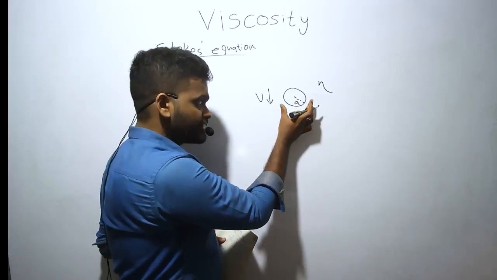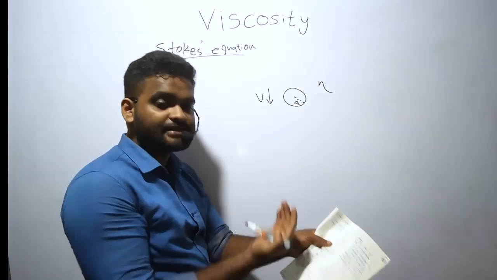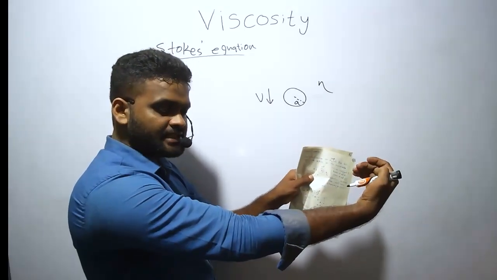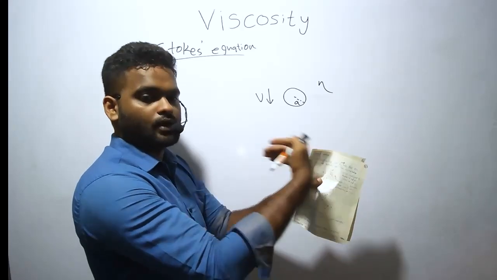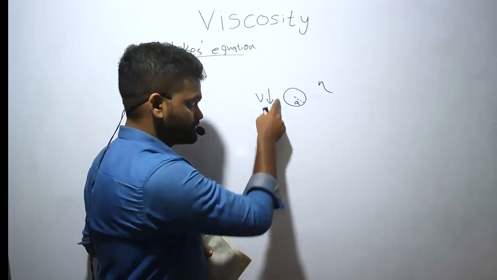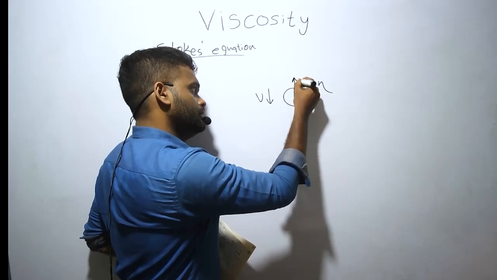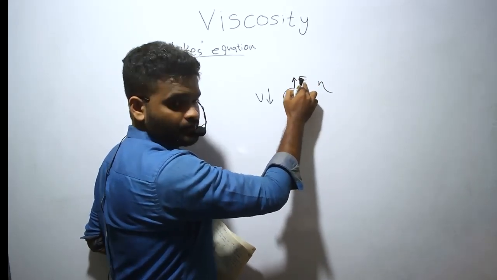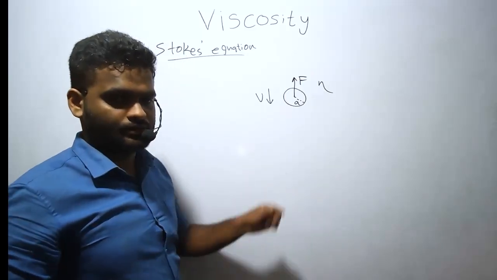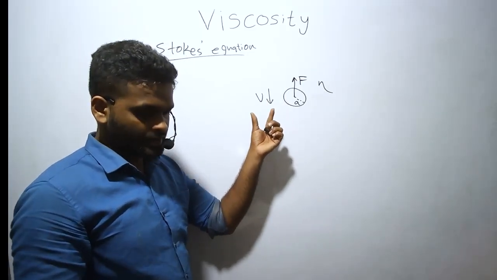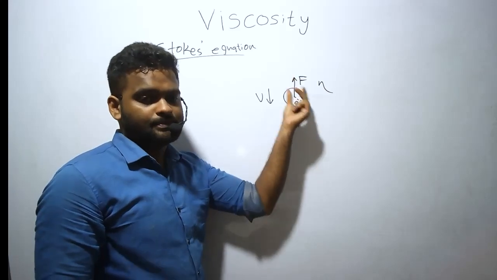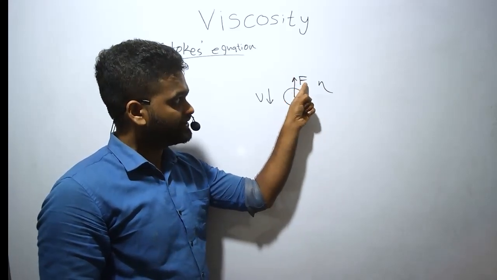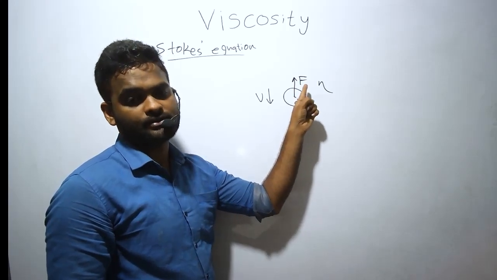So this experiences a resistive force, right? Since anything going through a medium experiences a resistive force to the opposite side. Since this is moving to this side, this experiences a resistive force opposite to the moving direction. So the Stokes equation gives us an equation for this capital F, this resistive force.